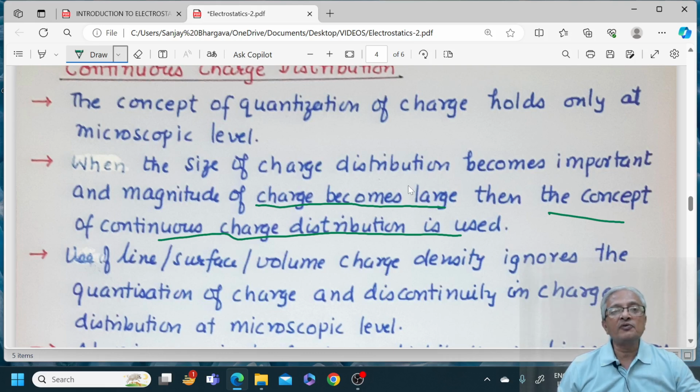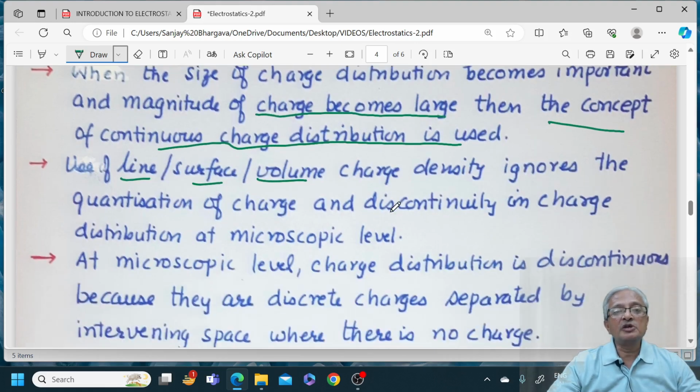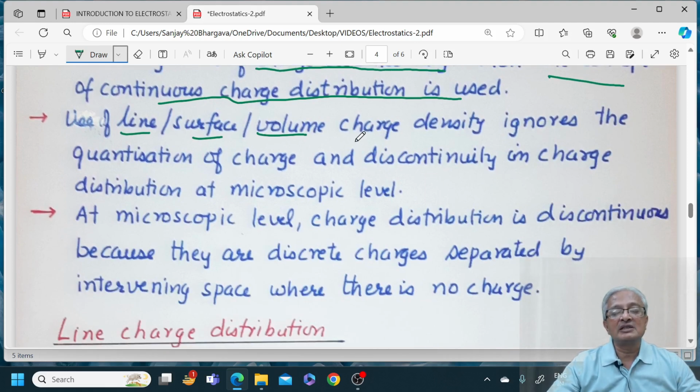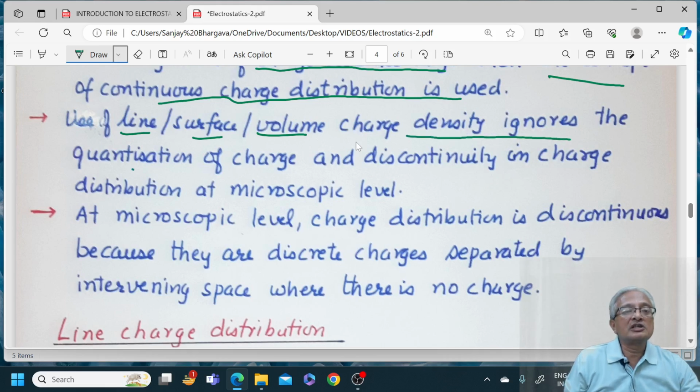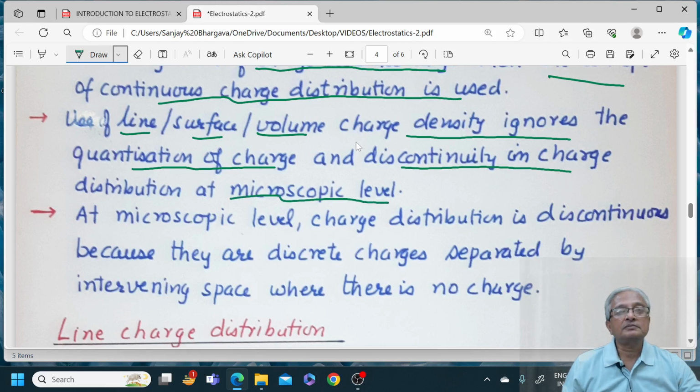We have three types of continuous charge distribution: line charge, surface charge and volume charge. Here the most important word to describe them is charge density. And while talking about charge density, we ignore the concept of quantization of charge and the concept of discontinuity in charge distribution at the microscopic level.